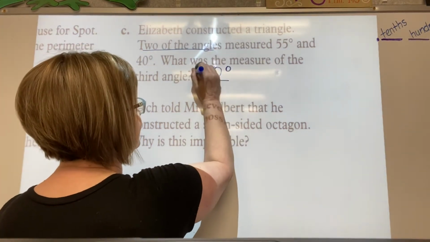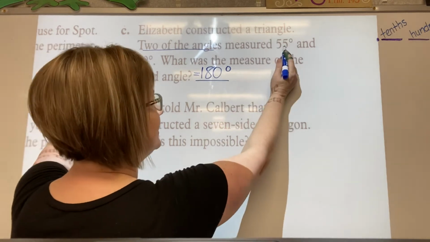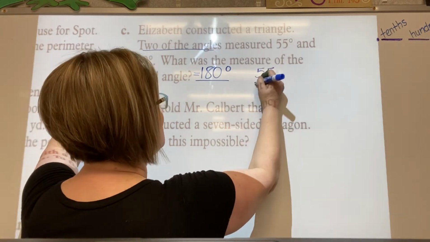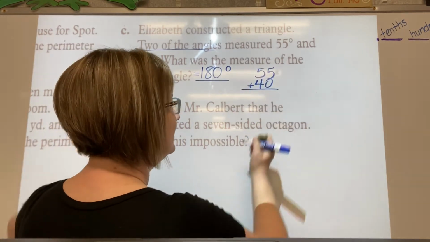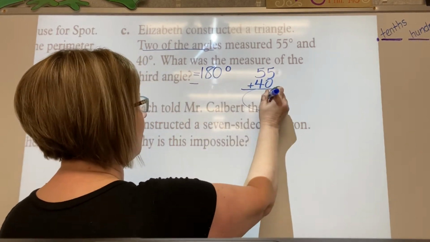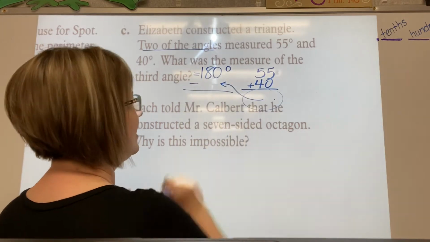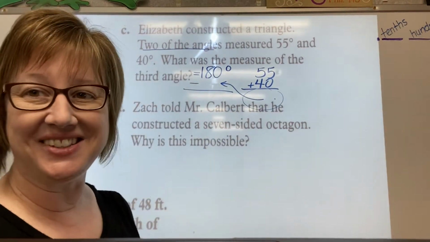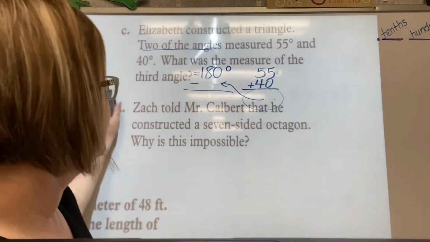180, so it has to equal 180. So add these together and subtract this from here, and that will give you the third angle. So that has nothing to do with perimeter. I need to read carefully.